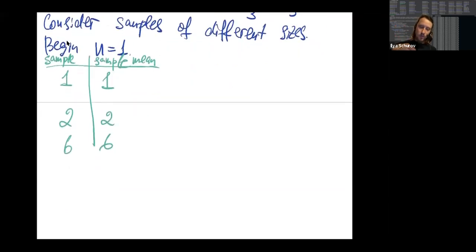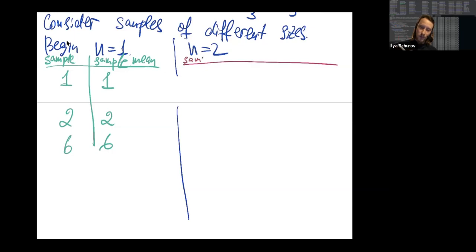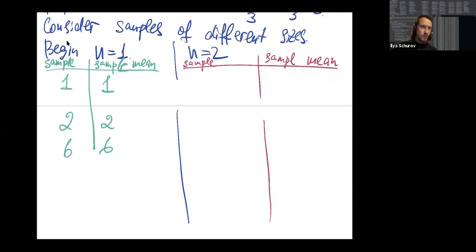Now let us consider samples of size 2. So let n equal 2. And again, I want the same experiment. I have different samples that I can obtain. And I have different sample means. How many different samples can we obtain now? Can you please send your answer to private messages? Just enumerate all samples that we can obtain in this case. Let me begin. We can obtain sample 1, 1. And what about all the other samples?